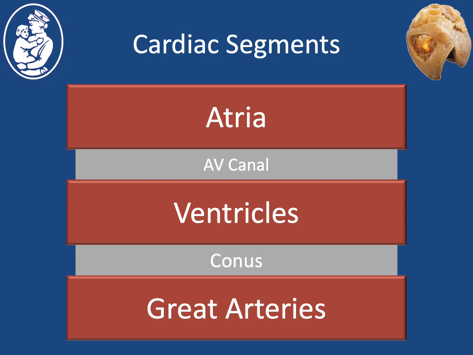Once we've determined where the heart is, then we can begin the segmental analysis. We think of the heart as three main segments: the atria, the ventricles, and the great arteries. The three main segments are connected by connecting segments: the atrioventricular canal between the atria and ventricles, and the conus or infundibulum between the ventricles and the great arteries.